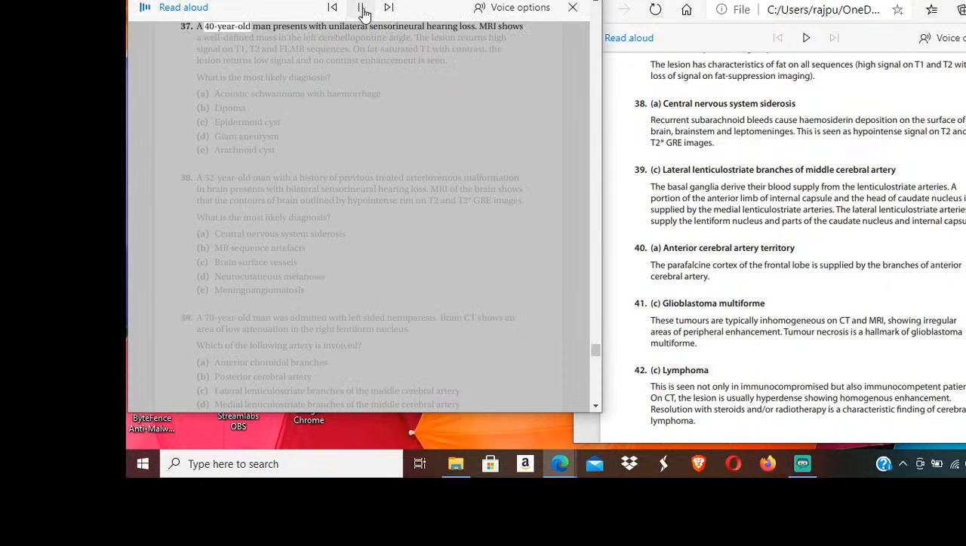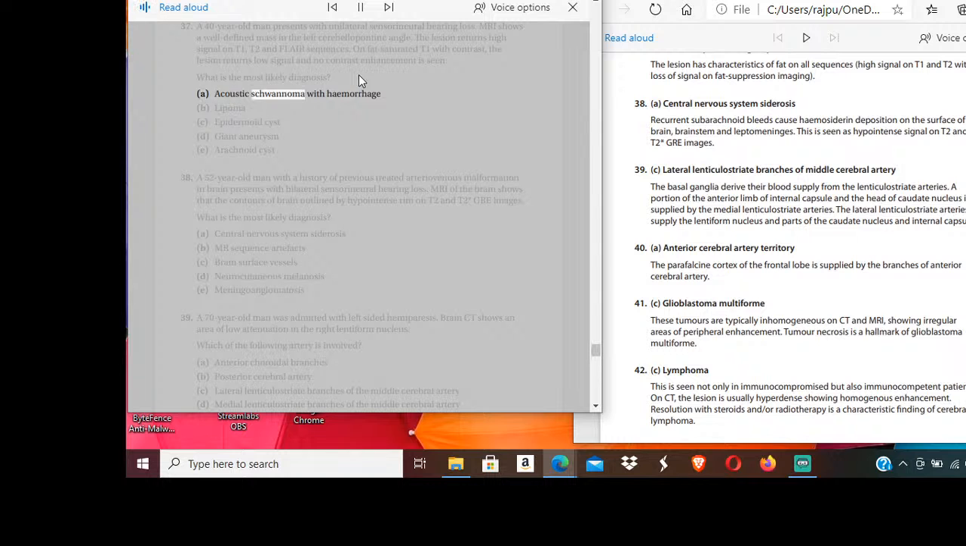A 40-year-old man presents with unilateral sensorineural hearing loss. MRI shows a well-defined mass in the left cerebellopontine angle. The lesion returns high signal on T1, T2 and FLAIR sequences. On fat-saturated T1 with contrast, the lesion returns low signal and no contrast enhancement is seen. What is the most likely diagnosis?